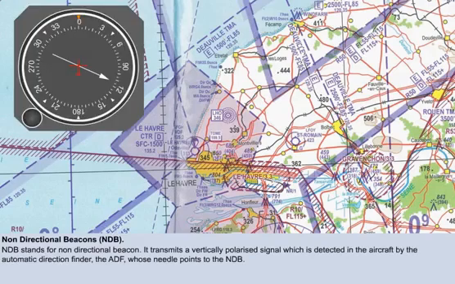An aircraft with the corresponding piece of equipment, called the ADF, the Automatic Direction Finder, works on the principle of the loop antenna, and is able to detect the energy from the beacon and interpret where the beacon is. The needle on the ADF then points to the beacon.